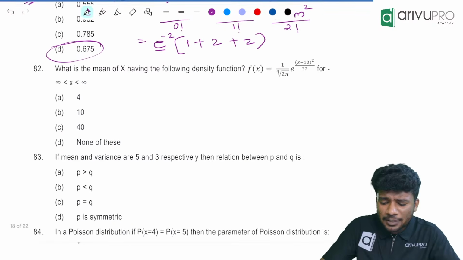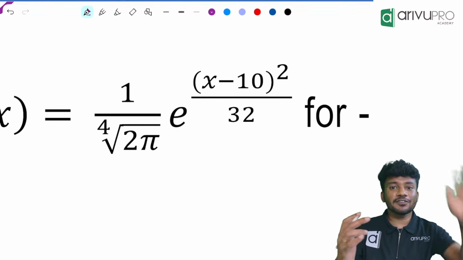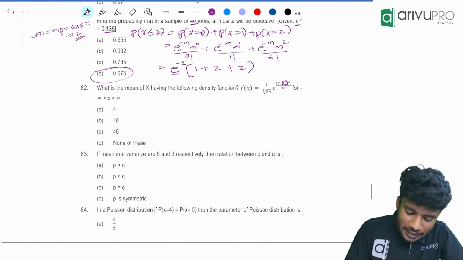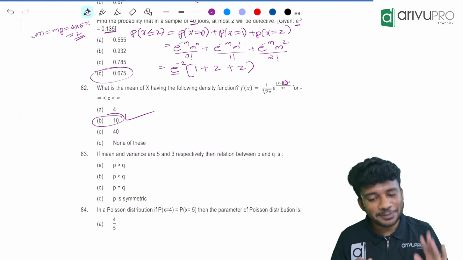Find the mean. Direct question, people. How to find the mean? We will do the comparison. Looking at that, this is the value of mean. Option B, 10 is your answer.